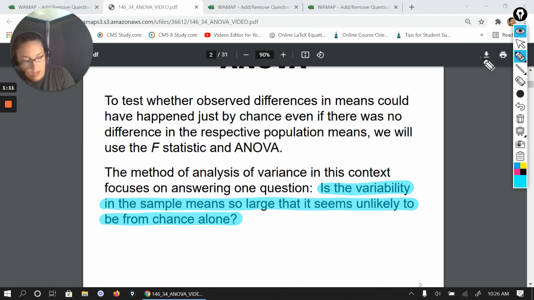So remember that with this type of hypothesis test, the null hypothesis will say that all the means are equal. And the alternative hypothesis will say that at least one mean is different from the rest.